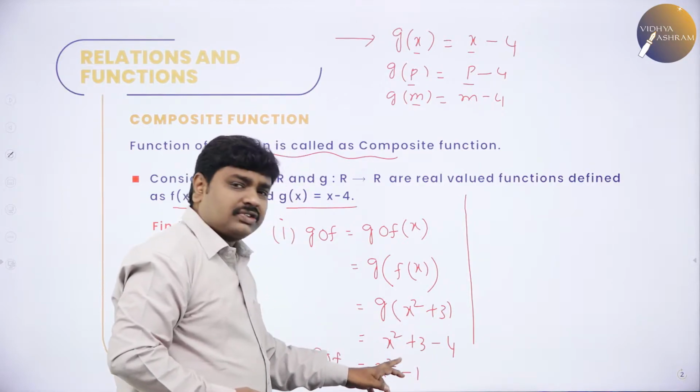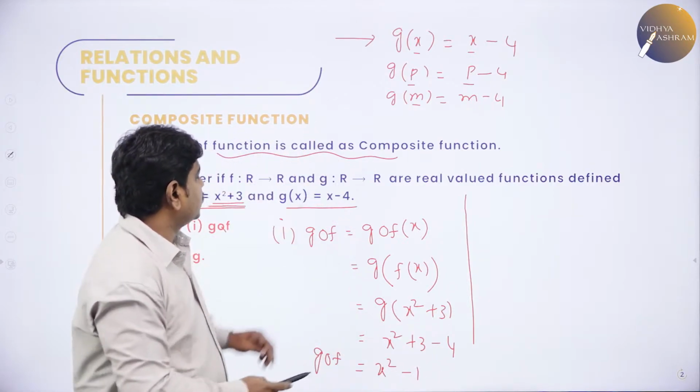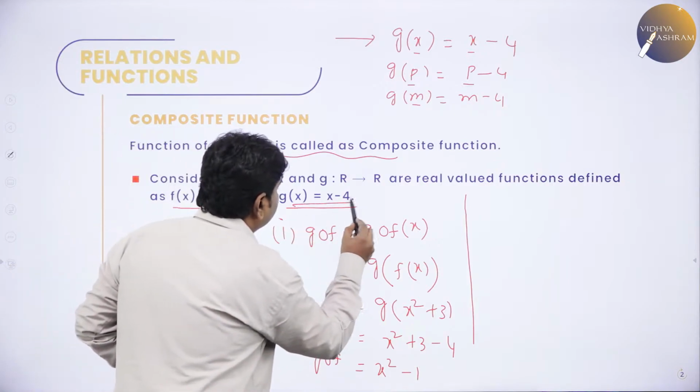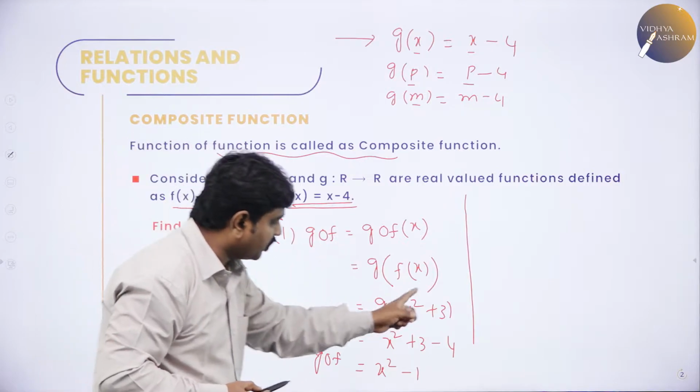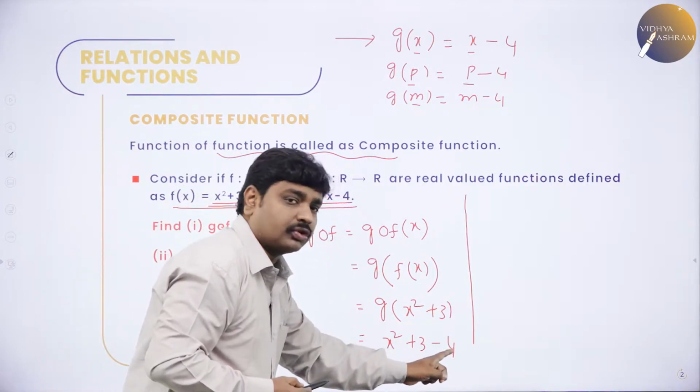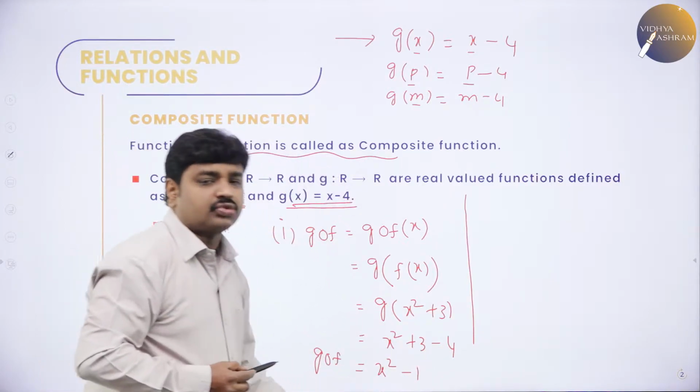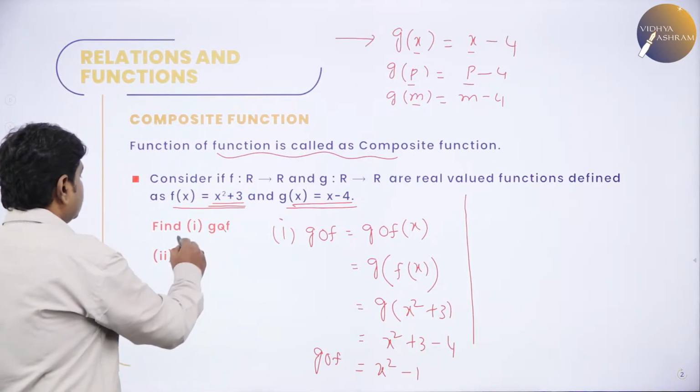So how did I get this? Go back to the question. In the question they gave g of x. What is g of x given? X minus 4. So g of x square plus 3 is x square plus 3 minus 4. Plus 3 minus 4 is minus 1. X square minus 1. Now we are done with gof.